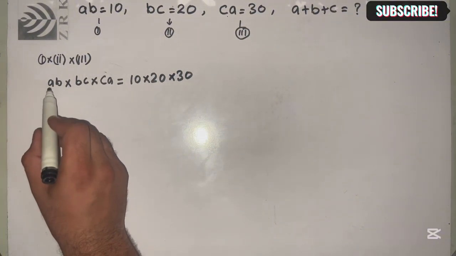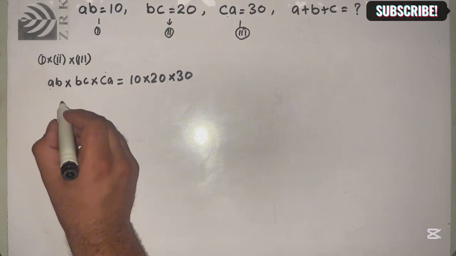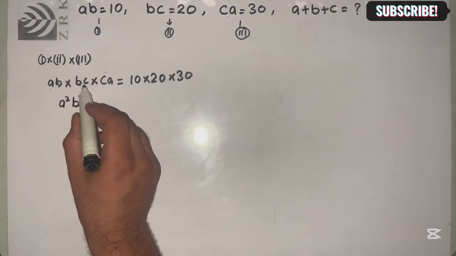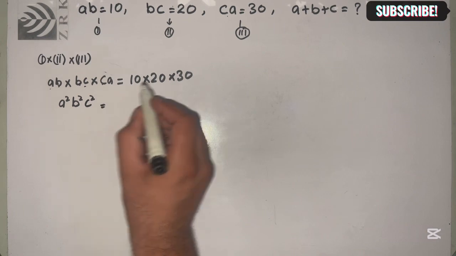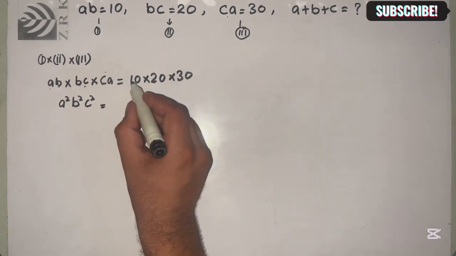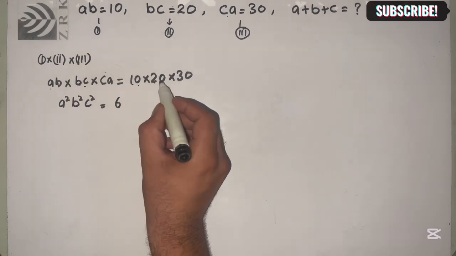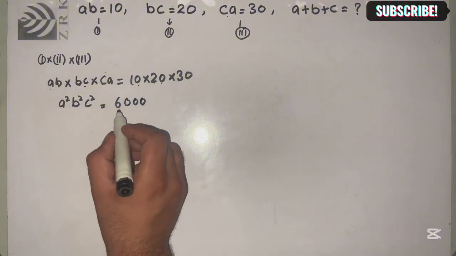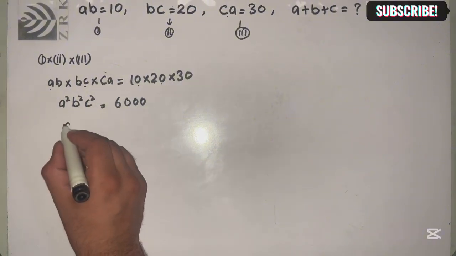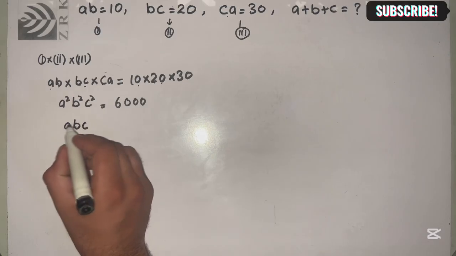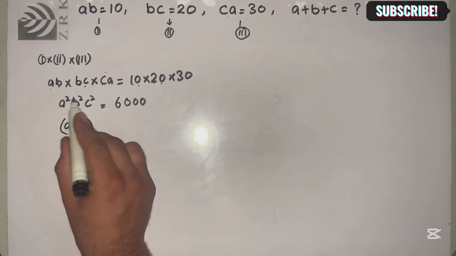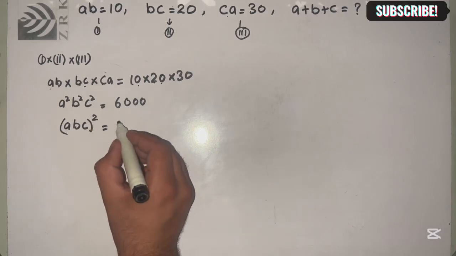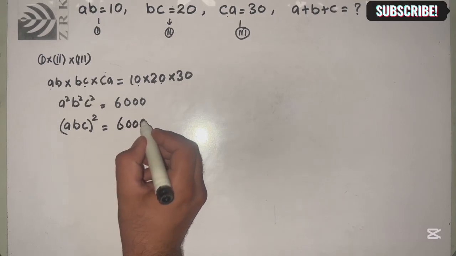Next we have to solve this. You can see that A and A make A squared, B times B is B squared, and C times C is C squared, which is equal to 3 2s are 6 and 6 1s are 6, and we have 3 zeros here, so we get 6,000. And we can write it as (ABC) whole squared, because the power of each term is the same, and we have 6,000 on the right hand side.